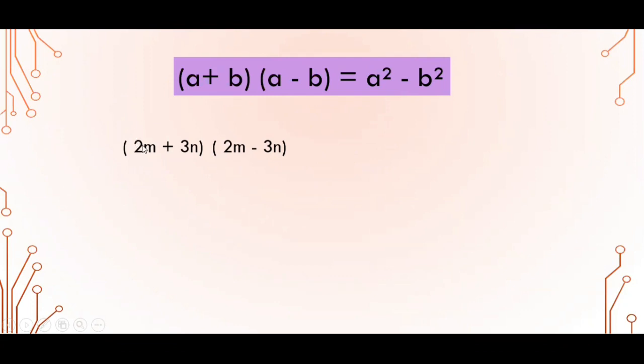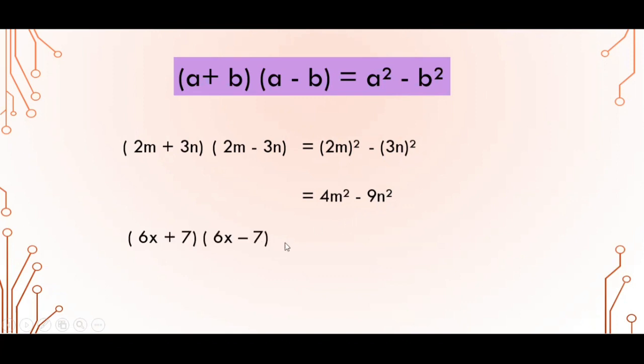Means 2m the whole square minus 3n the whole square. So 2m the whole square, which is a square, and minus b square, minus 3n the whole square. Now 2 square is going to be 4, and m square is going to be m square. 3 square is going to be 9, 9n square. Easy?